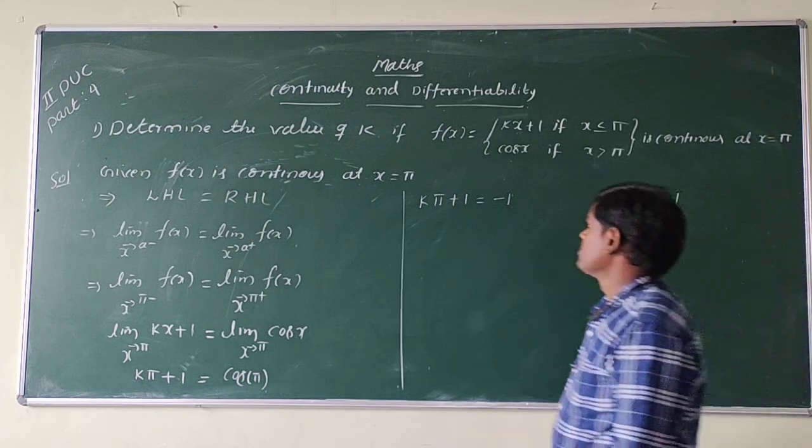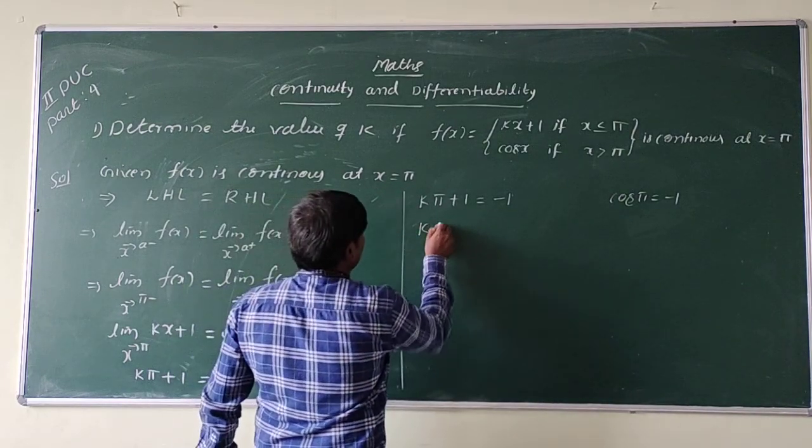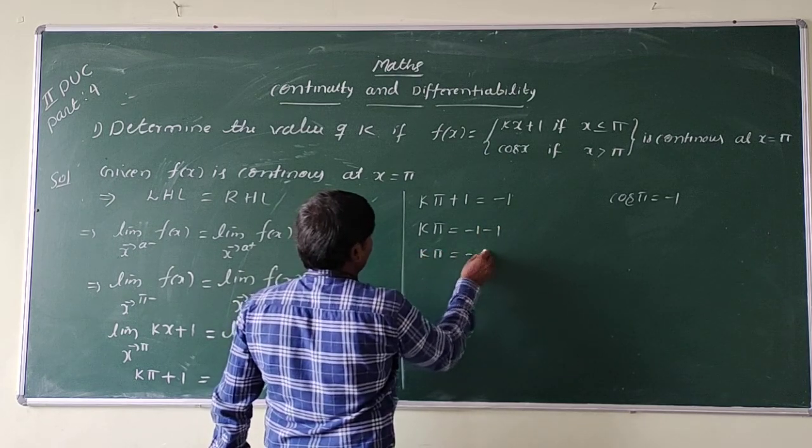Therefore we need to find the value of k only. So k into pi is equal to minus 1, therefore k into pi is equal to minus 2.